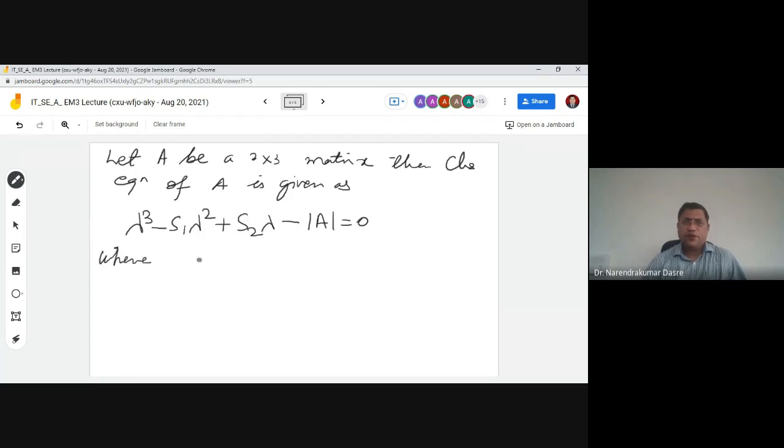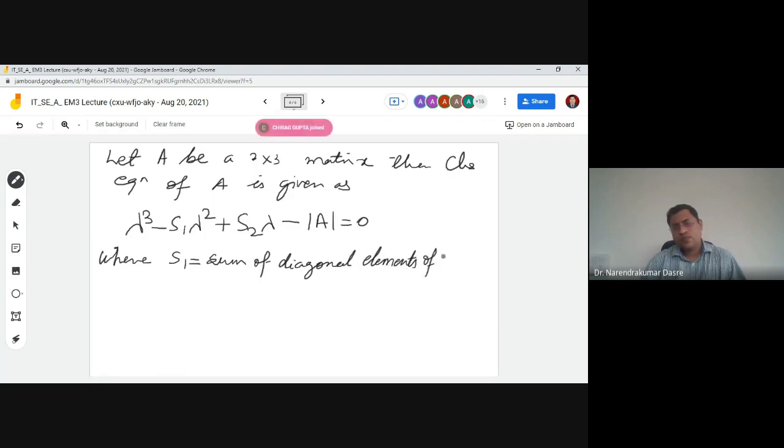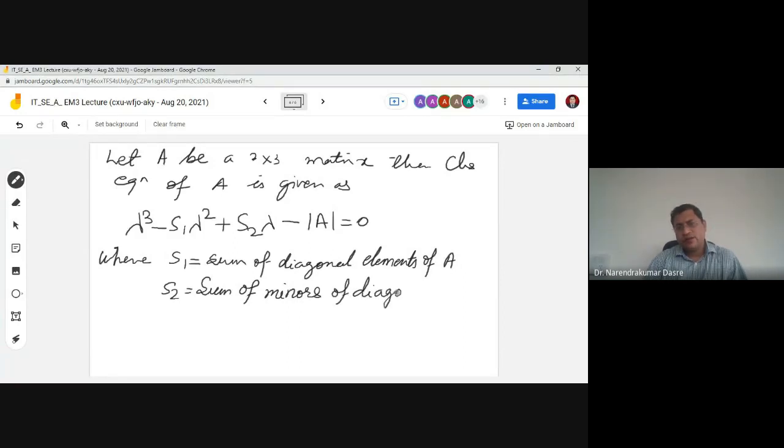S1 is the sum of the diagonal elements of A. So S1 is the sum of the diagonal elements of A. And now what about S2? S2 is also a sum, but it is the sum of the minors of the diagonal elements.